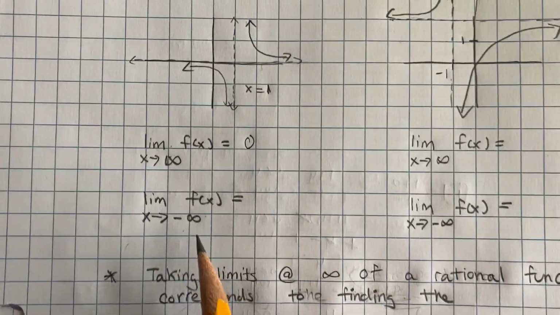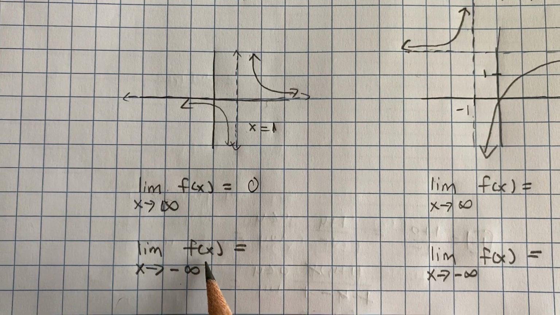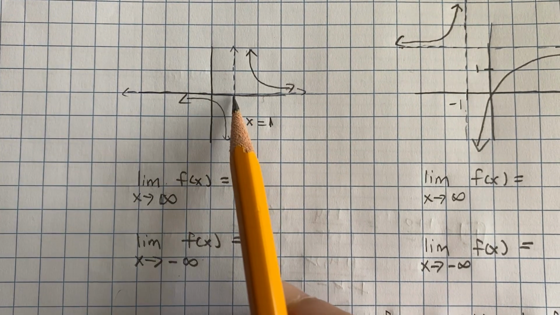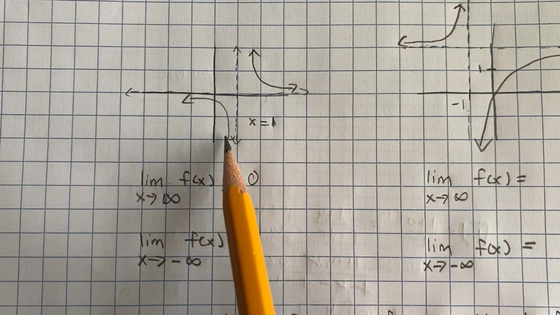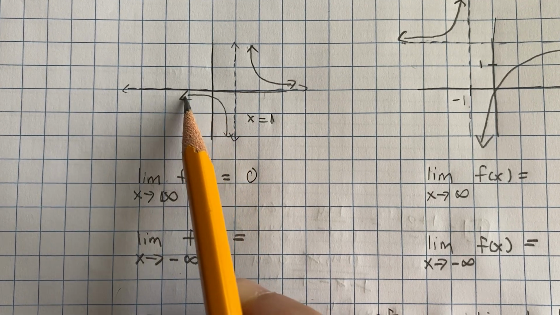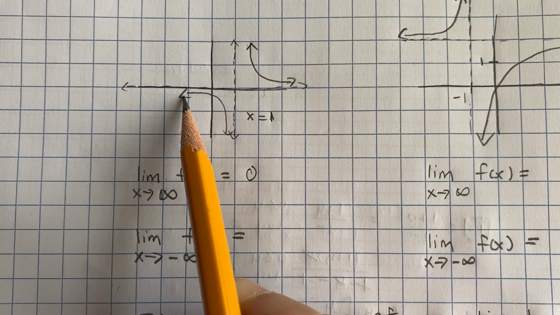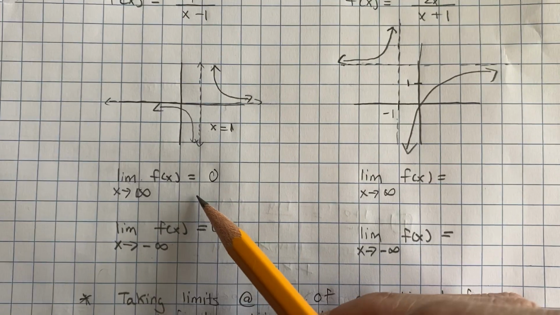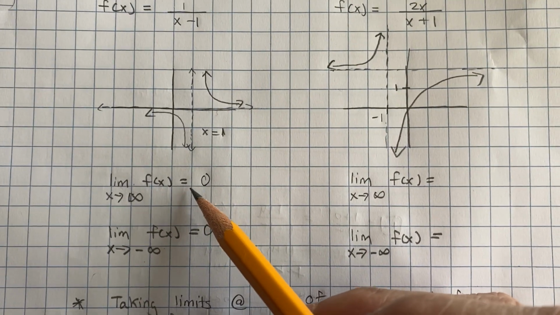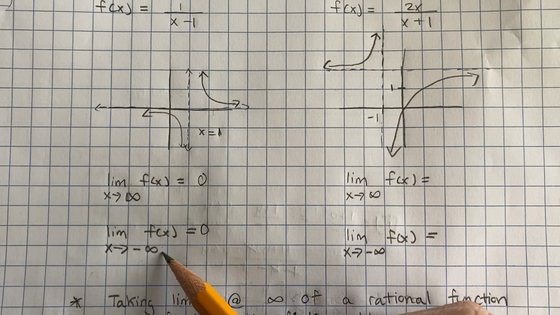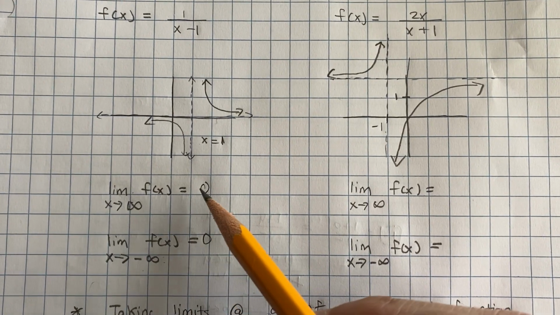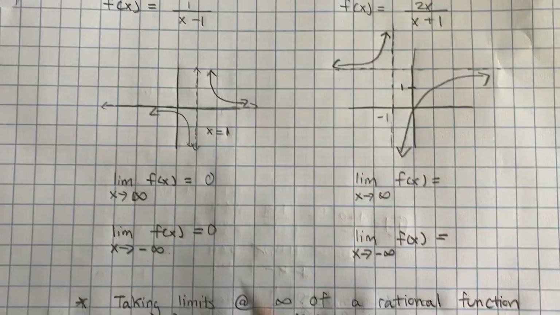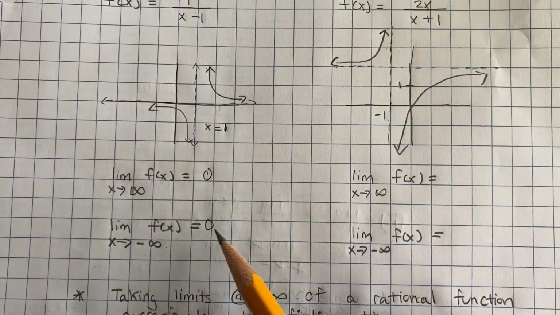And likewise, if I ask you, what is the limit as x approaches negative infinity, going this direction? Notice the curve is also going to approach 0. Okay, so that answers this question. The limit as x approaches infinity and the limit as x approaches negative infinity are going to be 0 and 0.